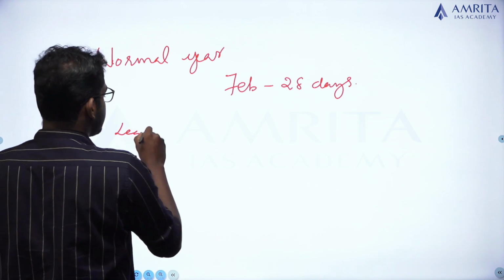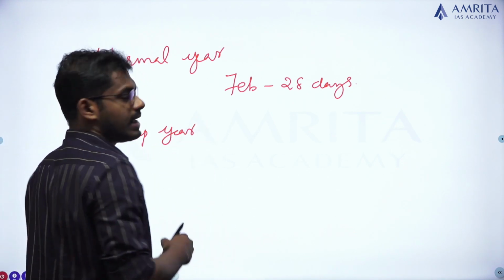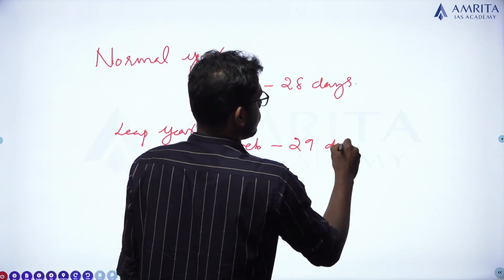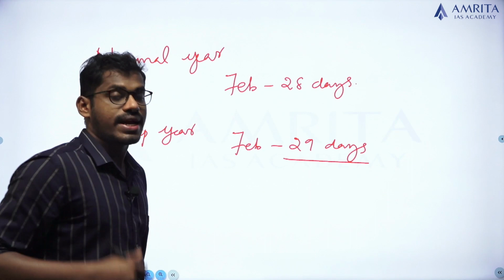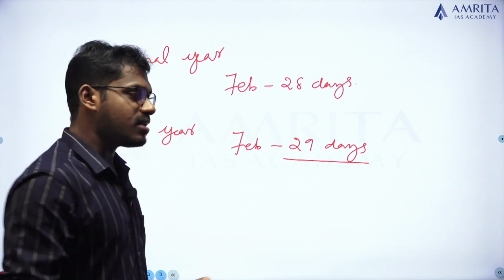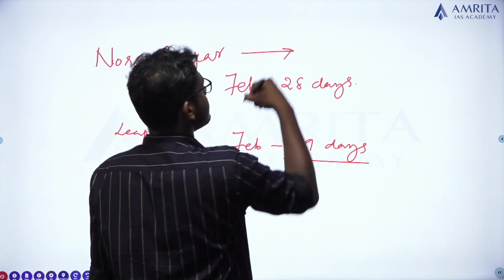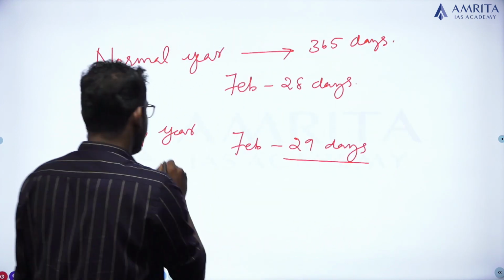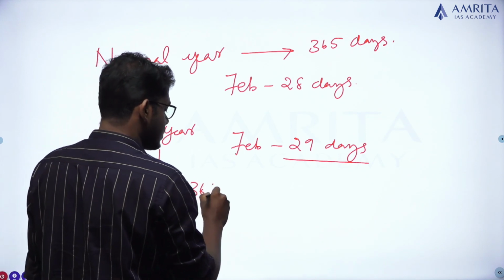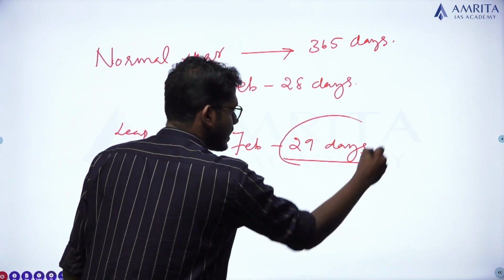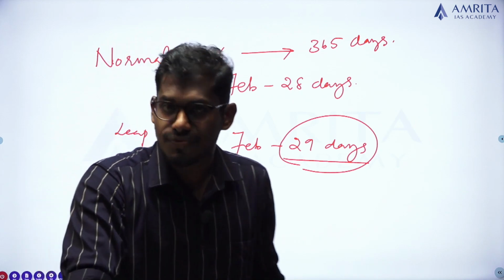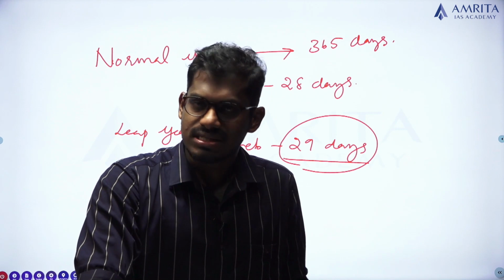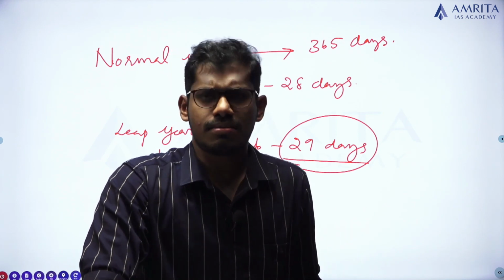But a leap year is a year in which the month February contains 29 days, one extra day. Or otherwise we can say a normal year is a year which contains 365 days, and a leap year is a year which contains 366 days. The one additional day is the 29th day of the month February. So that's the difference between a normal year and a leap year. This is a basic idea that everyone might know.